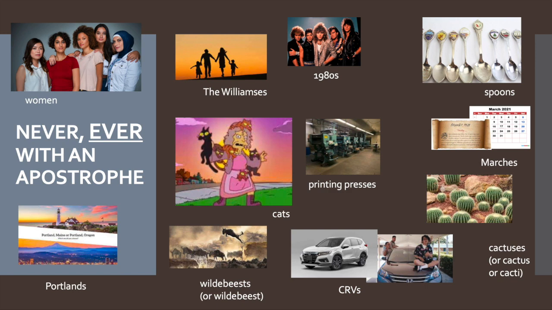If I want to compare the Marches of 1921 and 2021, I can do that by just adding ES. If I want to look at Kuko's CRV and my CRV, I would say that there are just two CRVs. And if I want to compare my hometown, Portland, Connecticut, with Portland, Oregon, and Portland, Maine, I would say there's a lot of Portlands in the world.